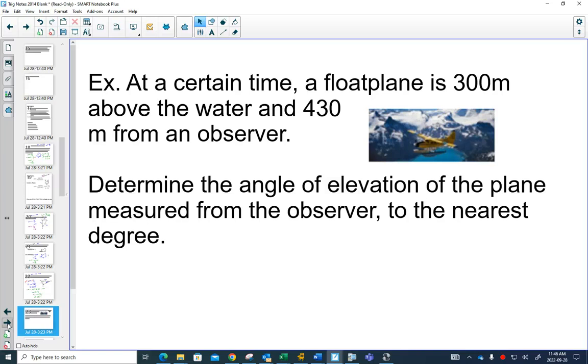At a certain time, a float plane is 300 meters above the water and 430 meters from an observer. So, we have to draw a picture of this.